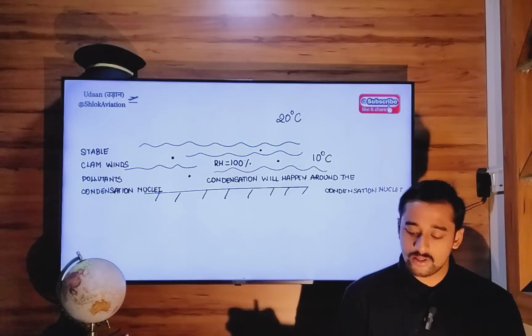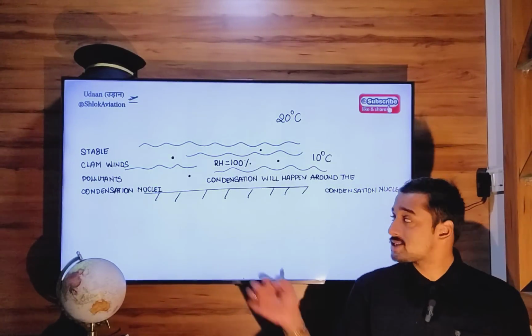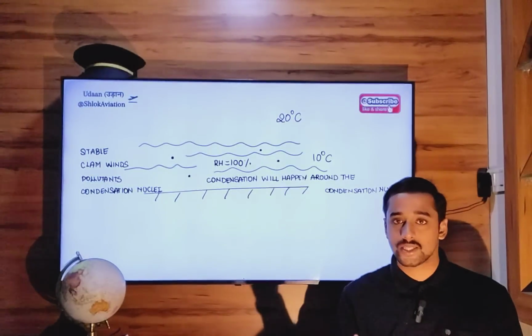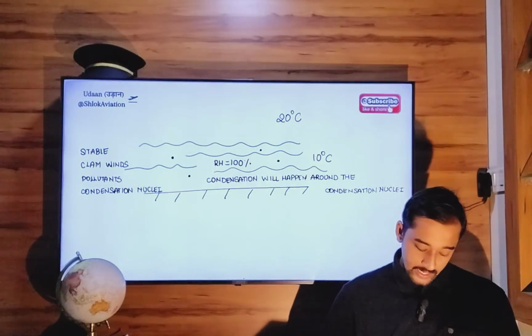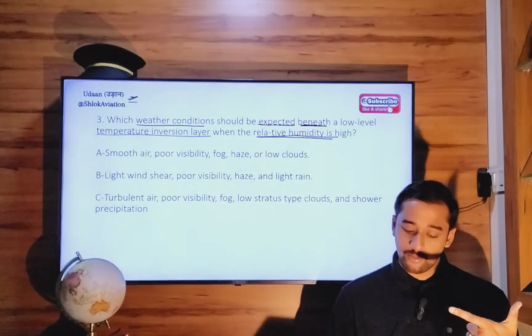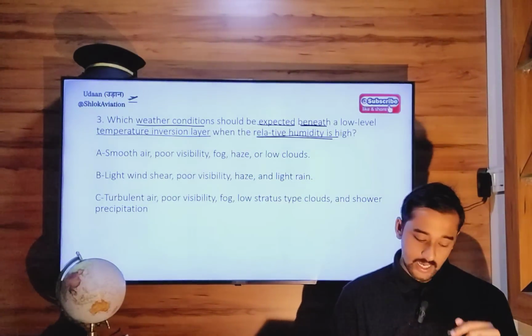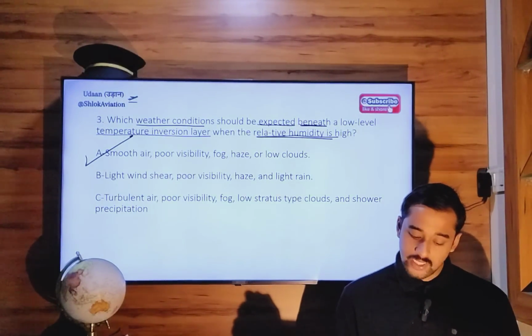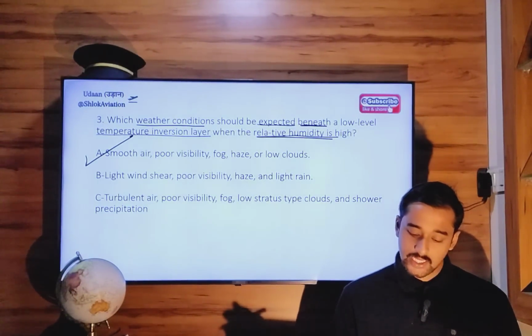So as a result of this, when condensation happens at such a low level near the ground, you will get a low level cloud, stratus cloud, a fog, something like that. So weather conditions: smooth air, poor visibility, fog, haze, low clouds, yes. Light wind shear, poor visibility, haze and light rain.